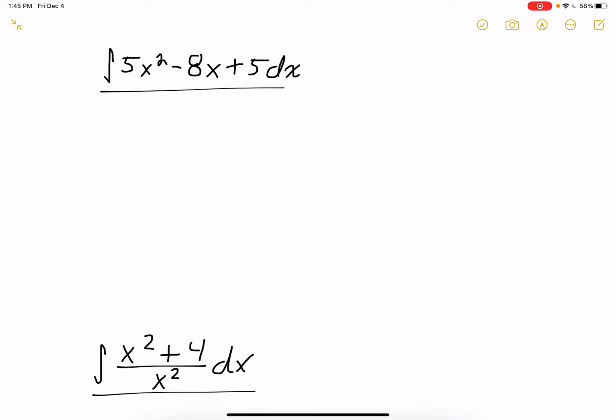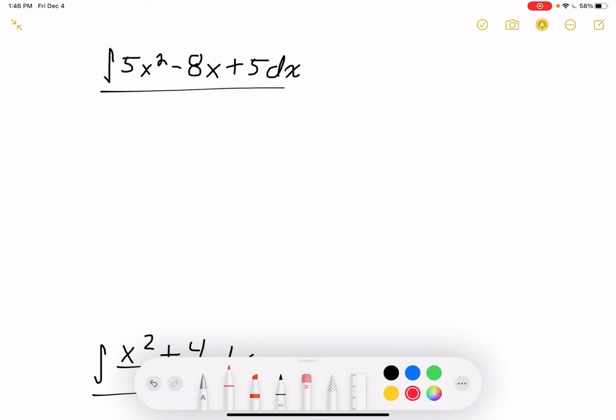This first problem here is the integral of 5x squared minus 8x plus 5 dx. This is your base case problem when it comes to integrals. It's only power rule, and this is what you continue to try to manipulate all of your other problems to look like. So let's get started here.